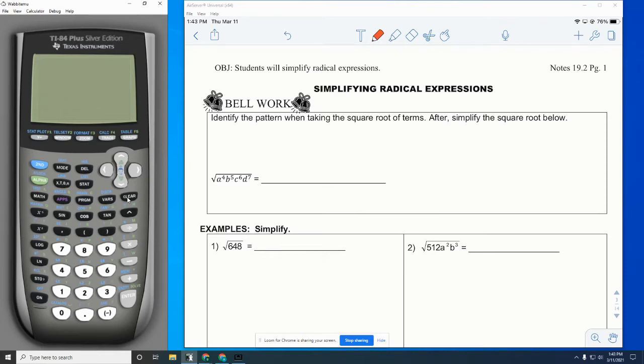This covers notes 19.2. This day is more simplifying radical expressions. So we're just doing the same things we did yesterday. Identify the pattern when taking the square root of terms. After, simplify the square root below.